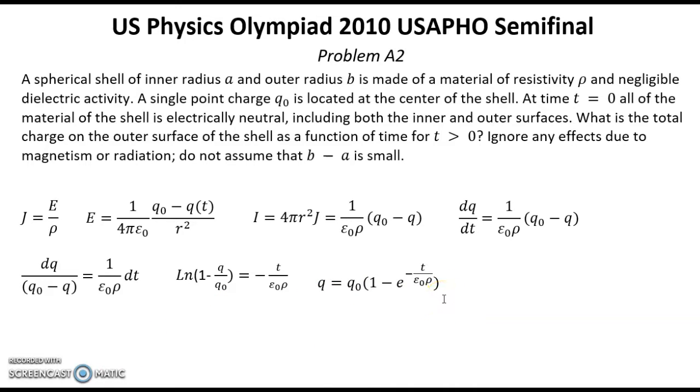We see that for time equal 0, charge equals 0. And after a long time, this part is going to 0 and the charge is going to Q0 on the outside surface, and on the inside surface that will be negative Q0. So that's the solution.